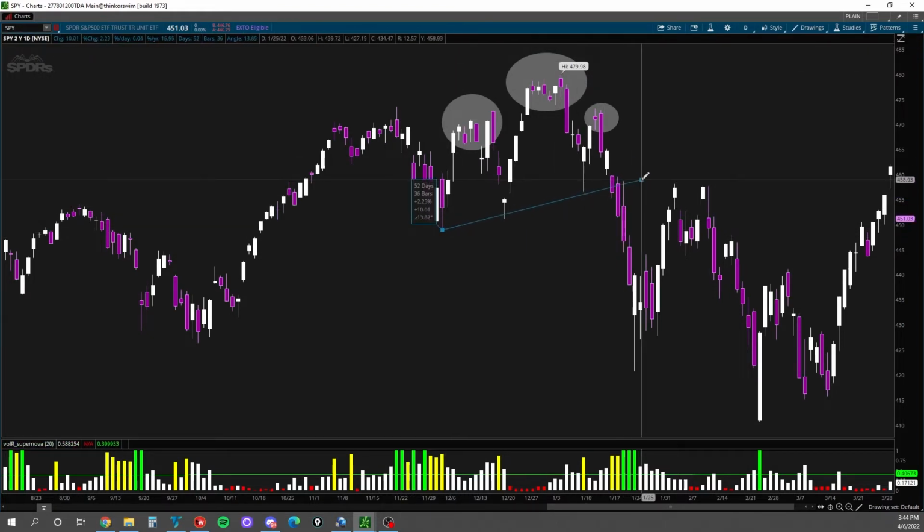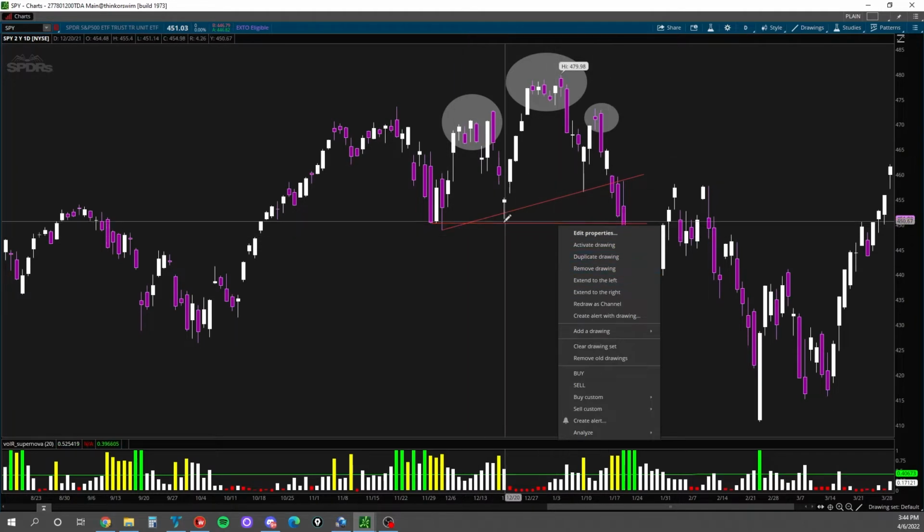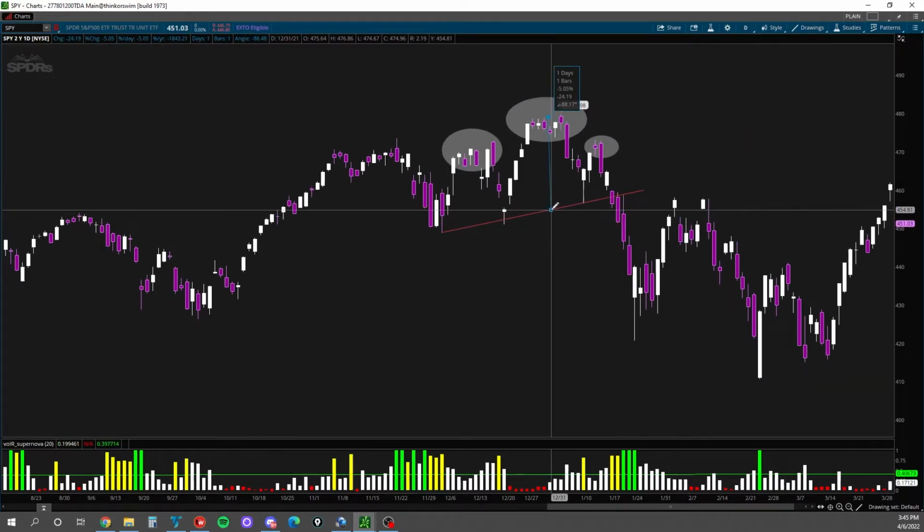So you see this is our neckline. In this case, it's a little bit tilted to the right, but sometimes it's like this, but it really doesn't matter. All you have to do is connect the bottoms of the left shoulder and the head. So basically you create this neckline, and then your target is usually 100% the extension from the head to the neckline.